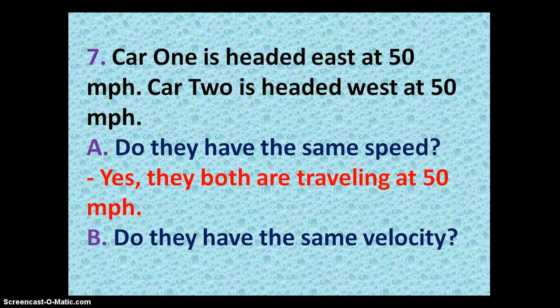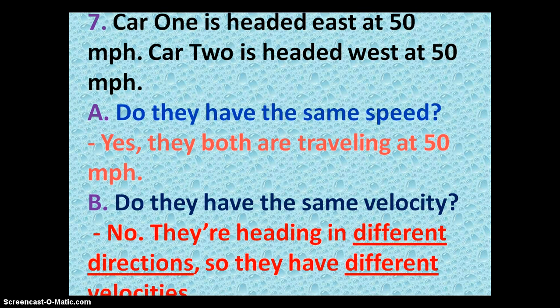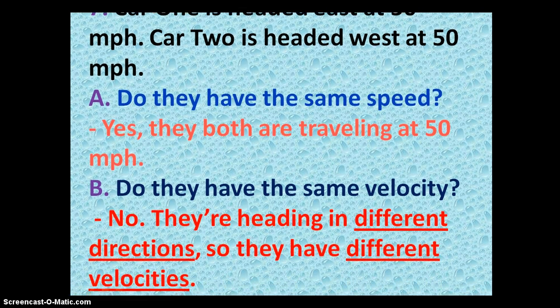For A, yes, they do both have the same speed. They're both traveling at 50 miles per hour. But for B, no, they're heading in different directions. So they have different velocities. Remember, if their directions are different, their velocities are also different. All right? That's very important. So they do not have the same velocity.